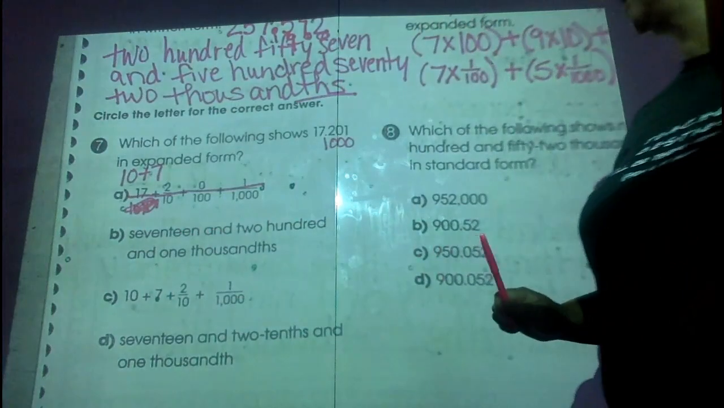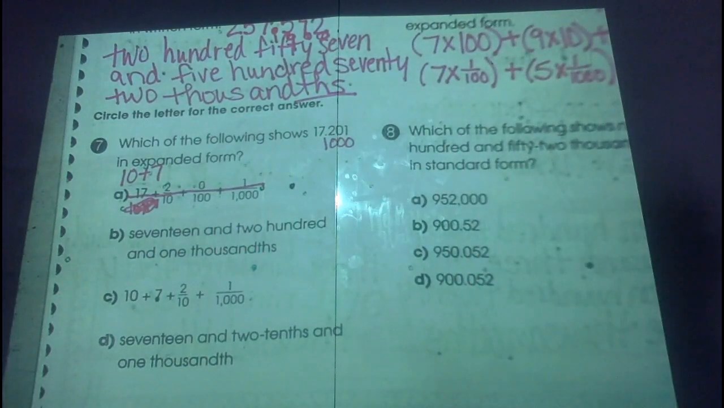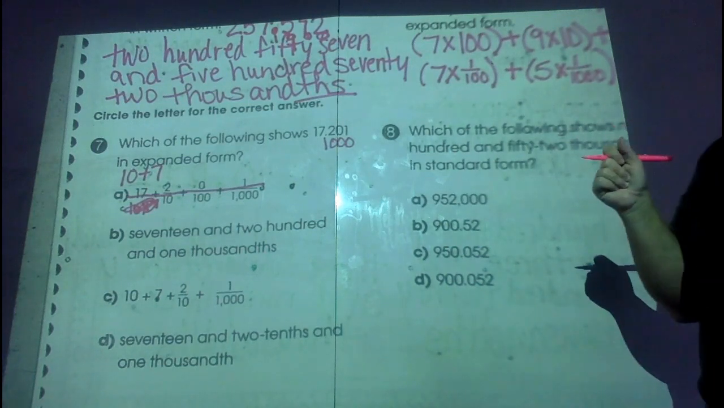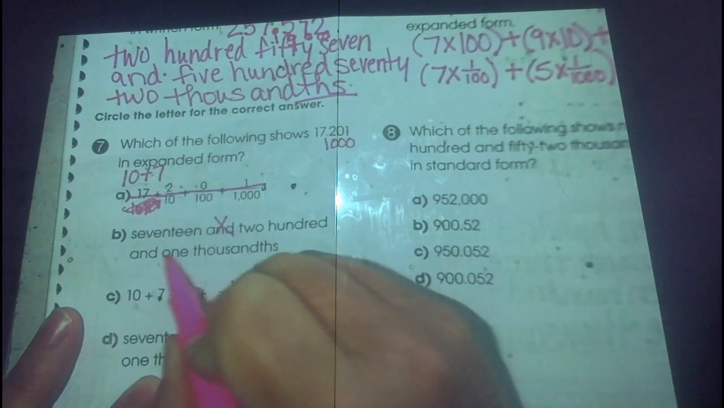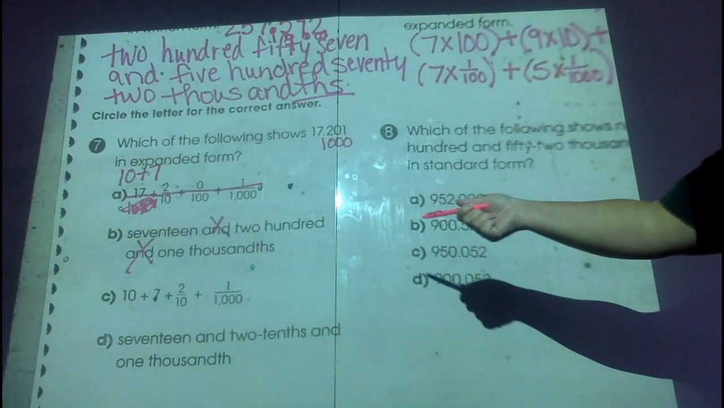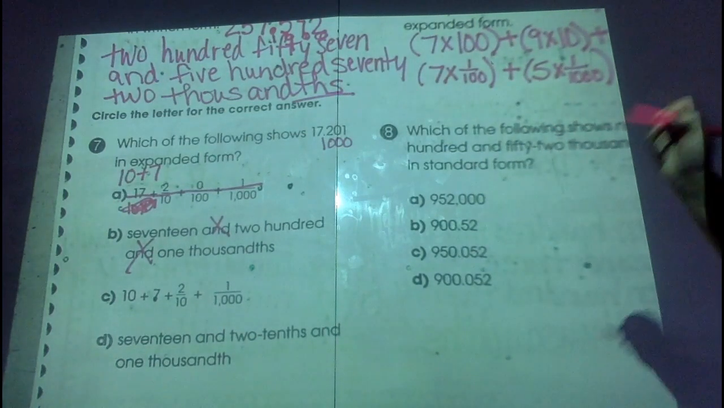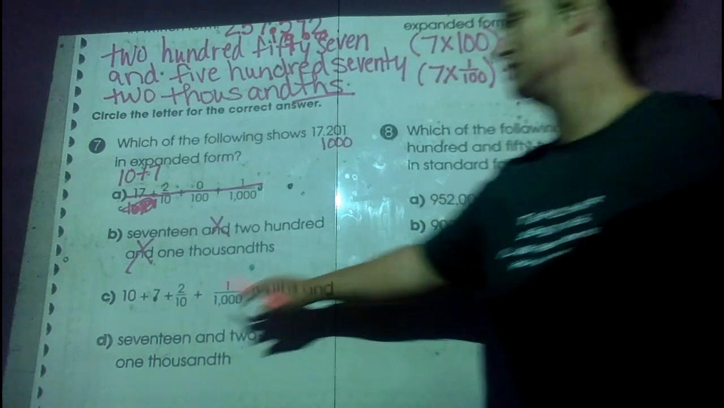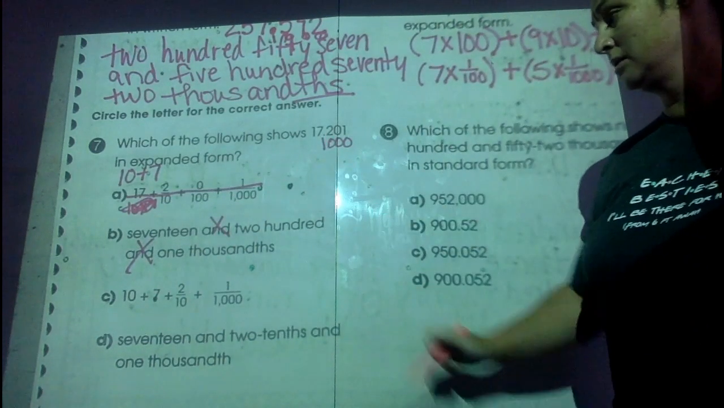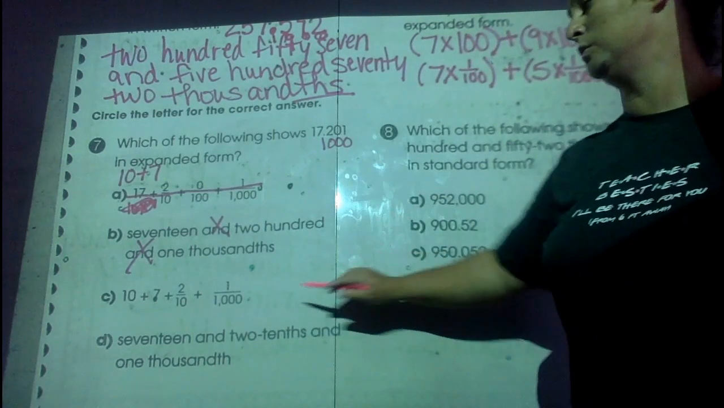17 and 201 thousandths. I think we got too many ands in there. Because are we going to have two decimals in the number? No, we are not. So that one's not going to be correct. Let's look at the next one. 10 plus 7. Well, 10 plus 7, that's going to give us 17. 2 tenths is 2 in the tenths place. 1,000. Ooh, that might be it.